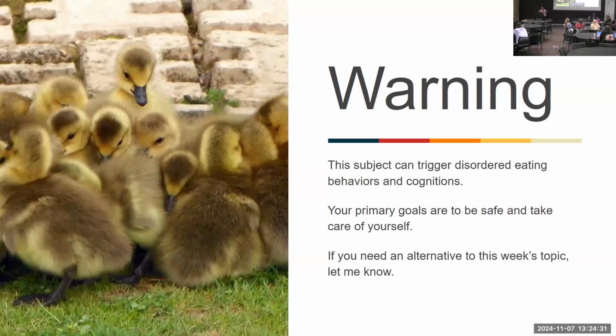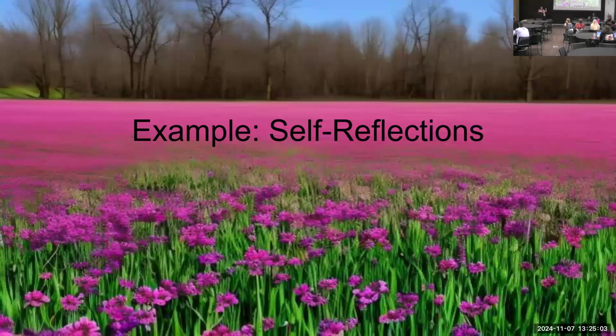This is in a class where we have a section on food. Eating disorders are some of the most deadly and personally costly ones. And so this subject can trigger disordered eating behaviors and cognitions. Your primary goals are to be safe and take care of yourself. And if you need an alternative topic, I've never had a student ask for an alternative, but I have anecdotes, had students tell me that because of this, they felt like they had the control over the situation and they were in a better position to go forward. Some other examples that I put up there.